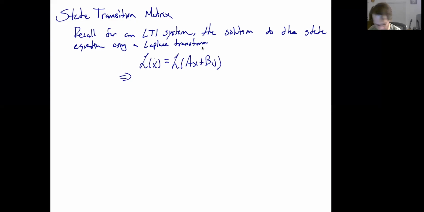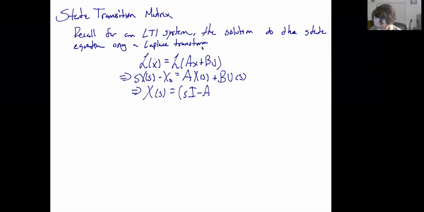Okay, so the Laplacian of the derivative of x is equal to s times X of s minus x naught, where x naught is the initial condition. This will be equal to A X of s plus B U of s, which implies that the solution X of s is equal to (sI minus A) inverted times x naught plus B U of s.